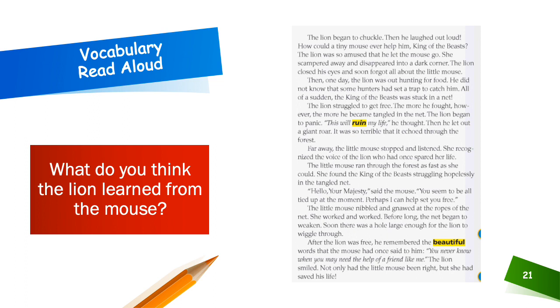The little mouse nibbled and gnawed at the ropes of the net. She worked and worked. Before long, the net began to weaken. Soon, there was a hole large enough for the lion to wiggle through. After the lion was free, he remembered the beautiful words that the mouse had once said to him. You never know when you may need the help of a friend like me. The lion smiled. Not only had the mouse been right, but she had saved his life.